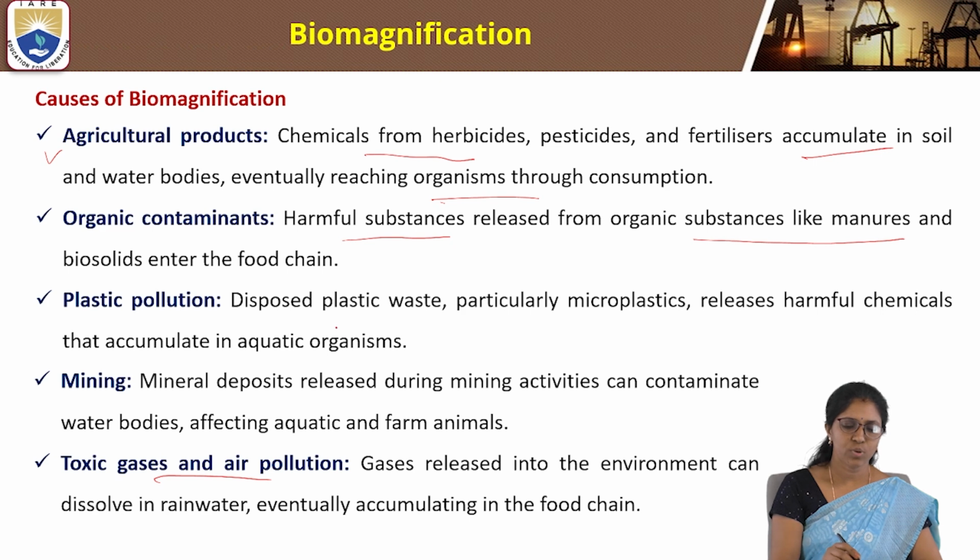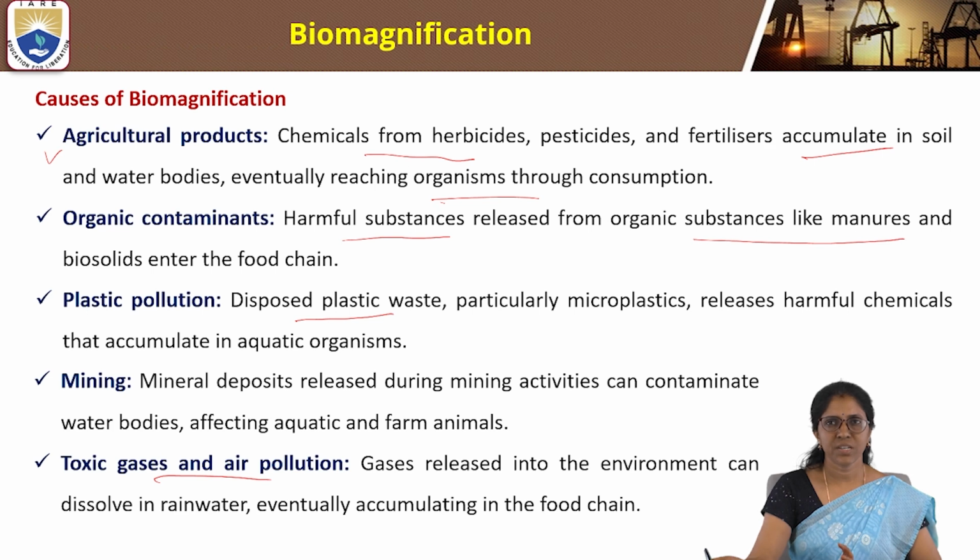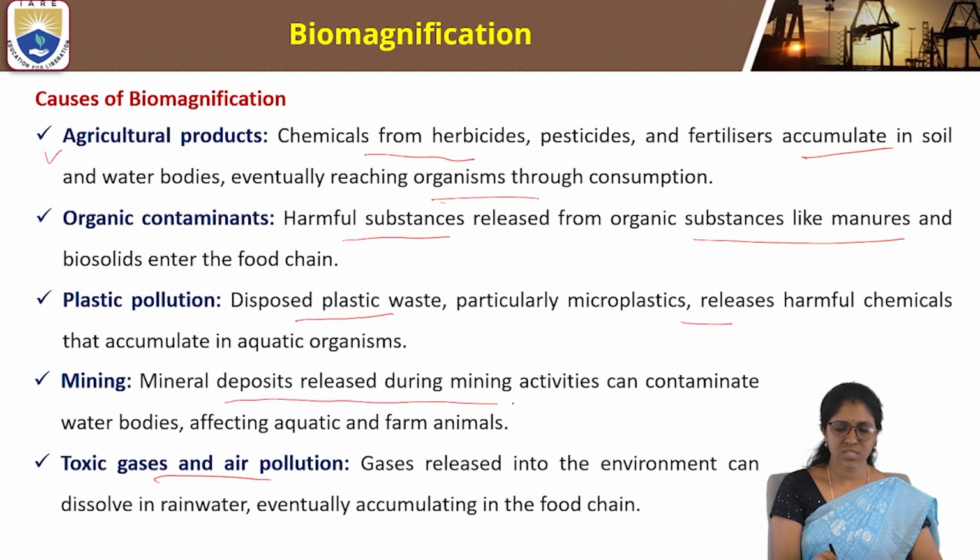So due to plastic pollution, the disposed plastic waste, particularly microplastics, releases harmful chemicals that accumulate in aquatic organisms. And also due to mining, mineral deposits released during mining activities can contaminate water bodies, affecting aquatic as well as farm animals.